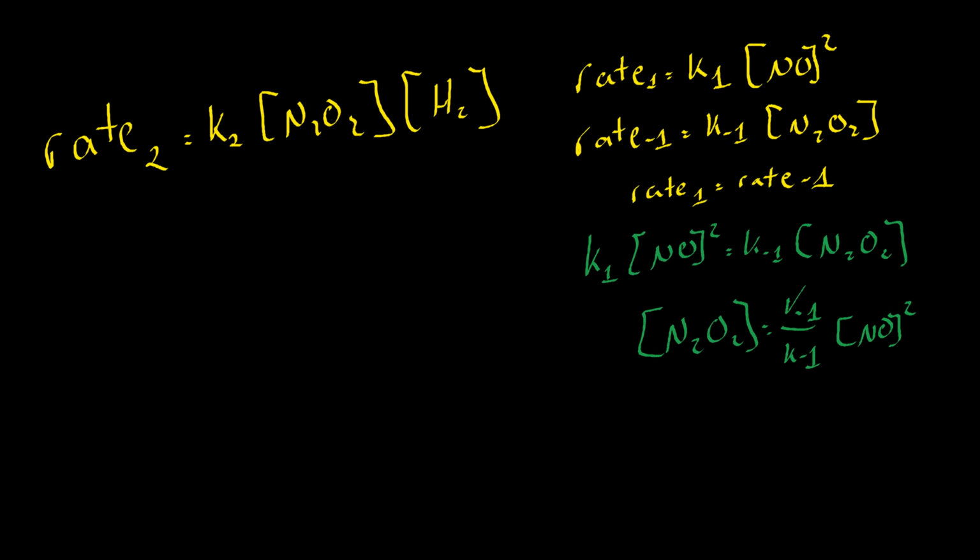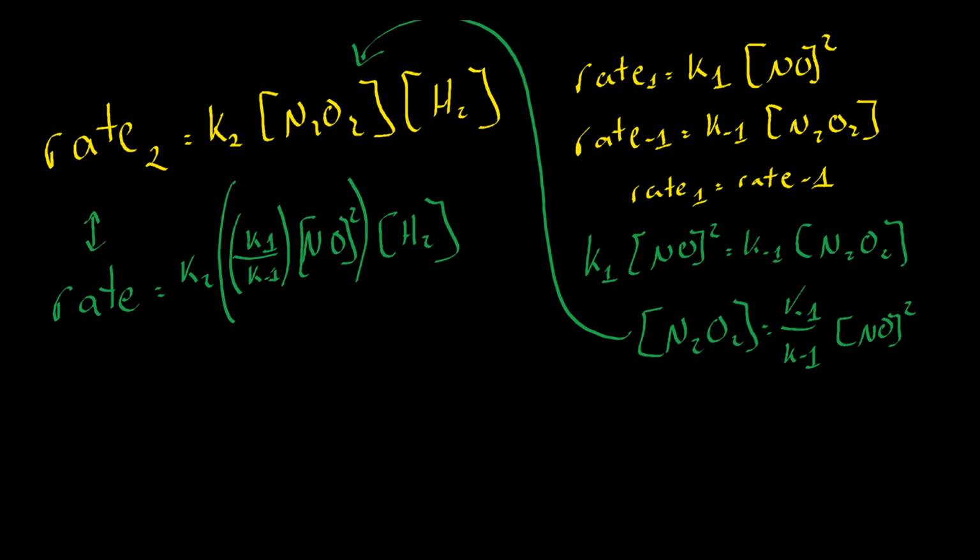Now we're just going to go ahead and plug N2O2 into this expression for rate 2. And what you get is that the rate, and this is the overall rate, I want to emphasize that, the slow step, the rate determining step, is the overall rate for the reaction. So it's equal to K2 times K1 over K -1 times NO squared times H2.